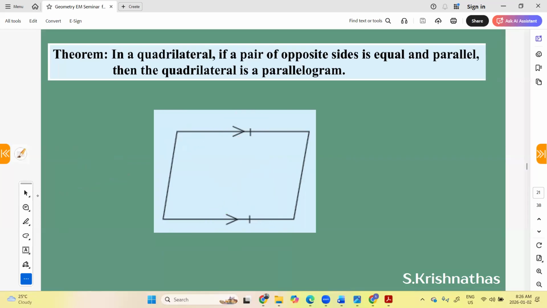The 4 conditions, students, one more time. In a quadrilateral, opposite sides equal, that is a parallelogram. Opposite angles equal, that is a parallelogram. Diagonals bisect each other, it is a parallelogram. Same pair of opposite sides equal and parallel, it is a parallelogram. Students, you have to do one of the exercises in your textbook: find out whether it is a parallelogram or not.